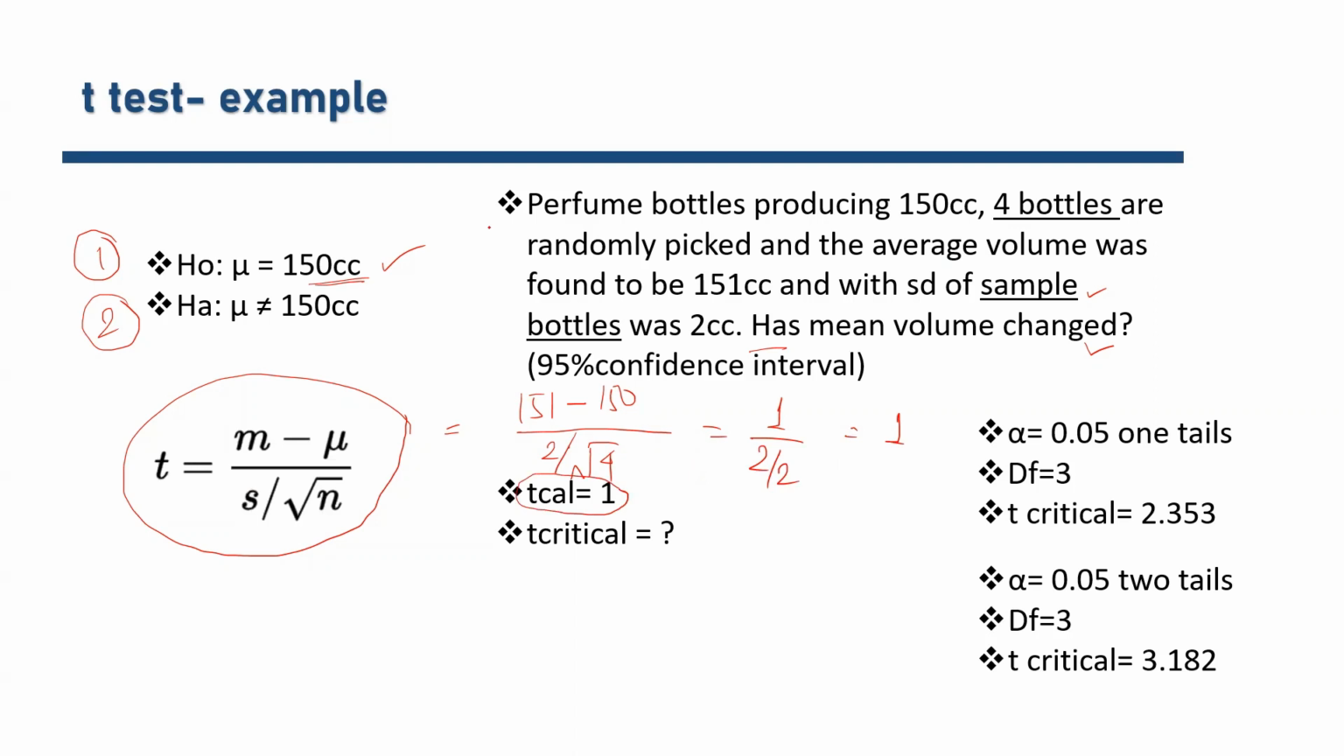Right? Why did we use a T test here? Because the sample size is less than 30. It is 4. And we only know the standard deviation of the sample, not the population. Okay, and we are trying to find, has the mean volume changed? It can either change on the left hand side or the right hand side. It can either be greater than 150 or less than 150, right? Or it can be 150. So it is actually a two-tailed test.